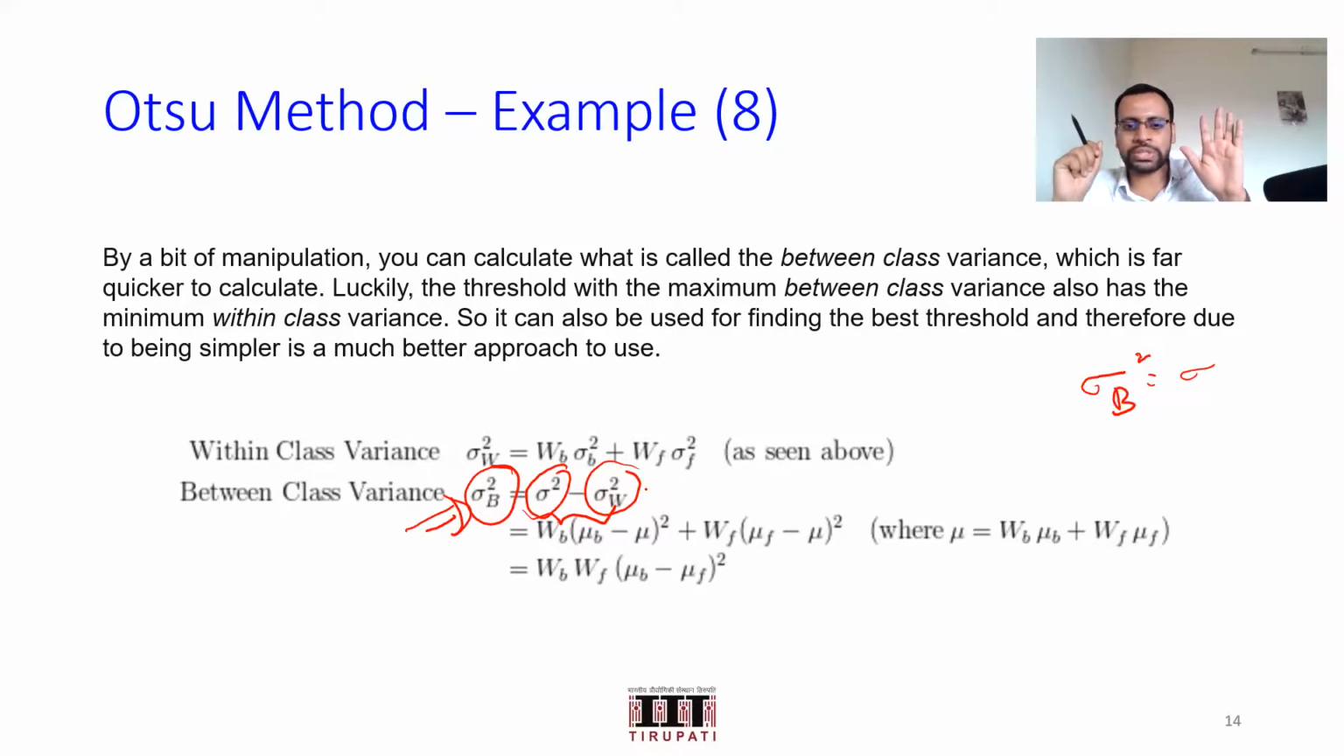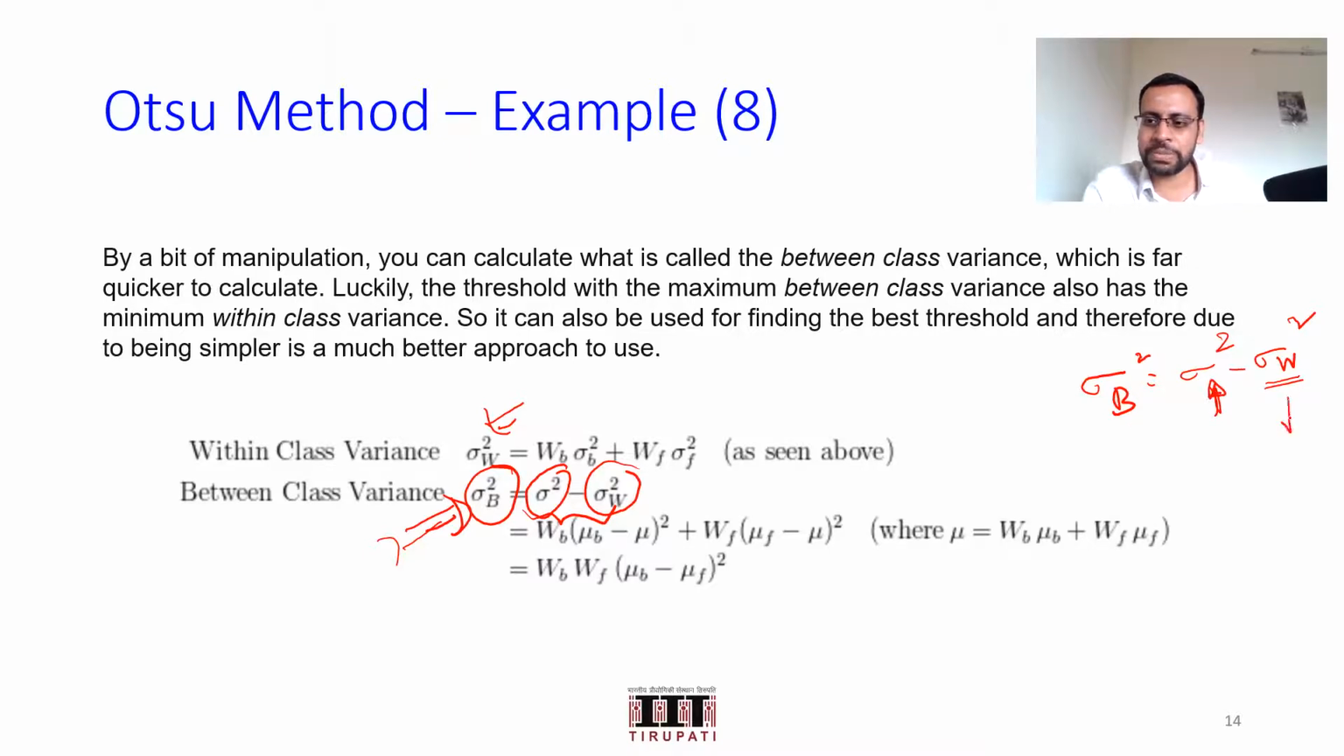Is everybody able to see here? Minimizing this so-called within class variance would be equivalent to maximizing the newly defined between class variance, which is obtained by subtracting that within class variance from the whole variance of intensities computed over the entire image. We are subtracting a quantity here. This is a constant here. If this is minimum, obviously this would be the maximum. I think it's simple enough for you to grasp here, right?